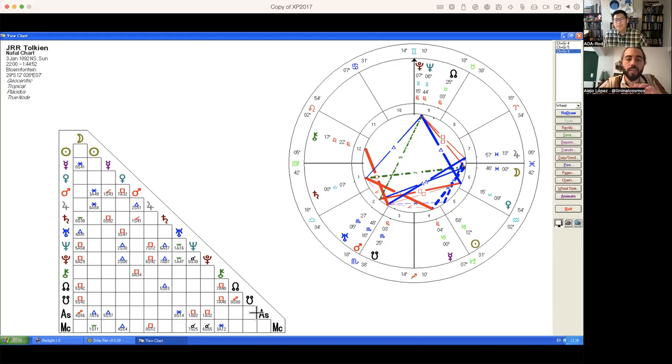Okay, let's begin with the first house. So if we look at the first house cusp, we have Virgo. So this chart has a Virgo rising at 5 degrees 42 minutes. Virgo rising, Tolkien is Virgo rising. So Virgo is on the ascendant.